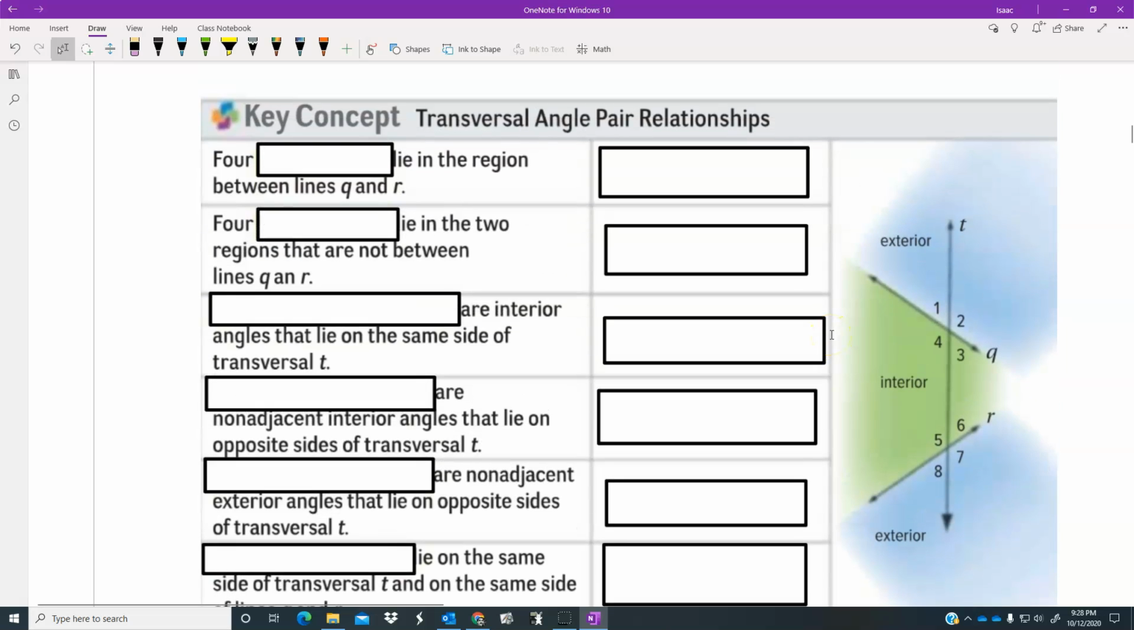Now, for us to get this under control, the key is to understand location. All right? So these first 2 that are listed right here say there are 4 blank that lie in the region that is between the actual 2 lines. Not the transversal, but between the 2 lines. Well, that would be this green area right here, or the interior. Things like angle 4, angle 3, angle 5, and angle 6.